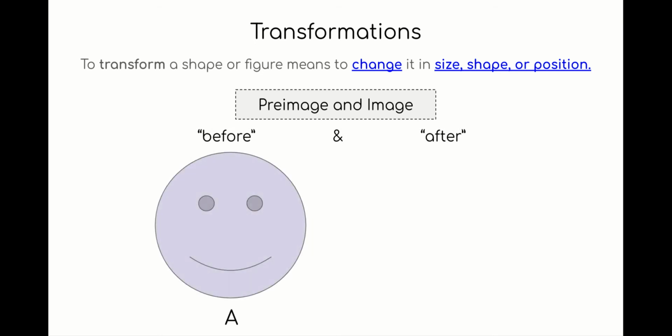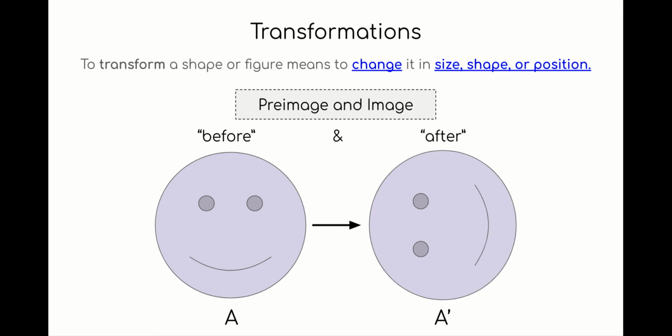So I'm going to start off with this little smiley face. I'm going to call it A. And when I change it, so I'm changing how it's positioned, I'm going to call that A prime. So you'll see that a lot. That little apostrophe just means prime. It's our after image, and you could use any letter. You could use B, you could use F, but I'm choosing to use A for my examples.